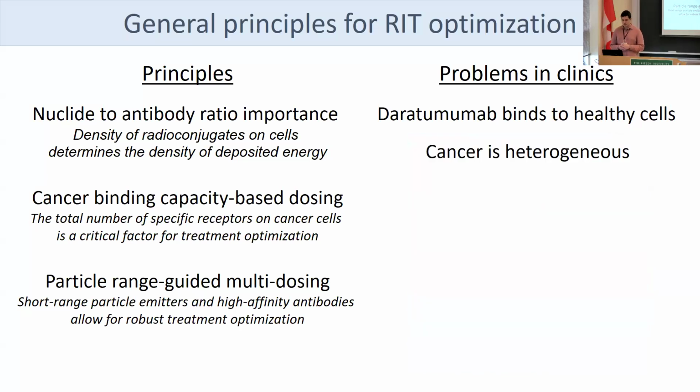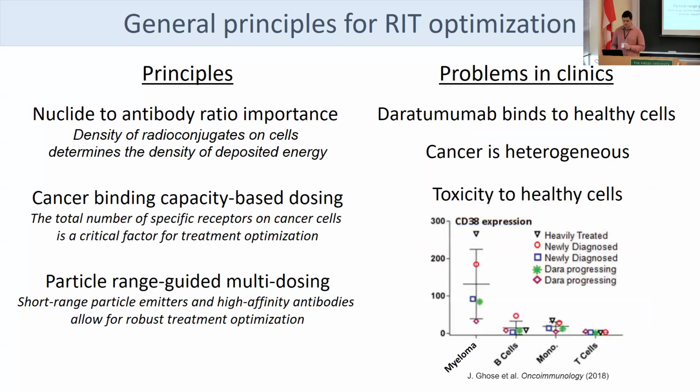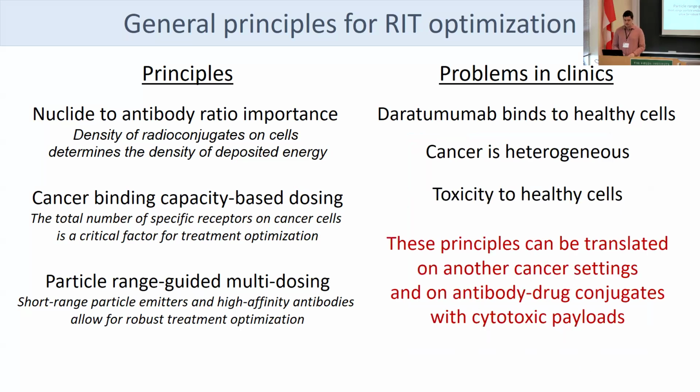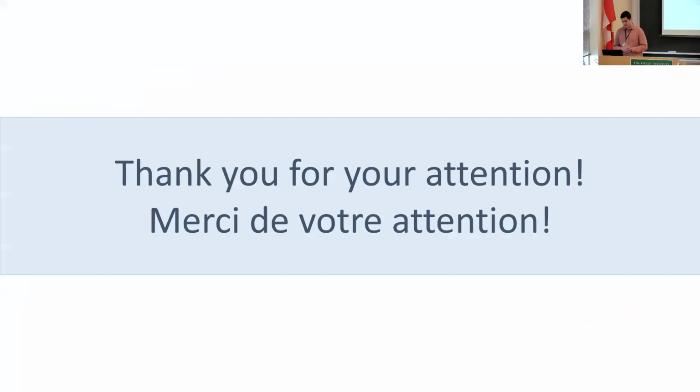Another problem is that cancer populations are notably heterogeneous, while this model deals with homogeneous cancer. Nevertheless, the derived principles still should apply. And the next problem is toxicity to healthy immune cells expressing CD38, which should also be accounted for. However, low levels of expression of CD38 in healthy cells can protect them from excessive irradiation. And finally, these principles can be translated to another blood cancer setting and to antibody drug conjugates with cytotoxic payloads, which is intriguing since antibody drug conjugates can become one of the major pillars of cancer research in the upcoming decade. Thank you for your attention.